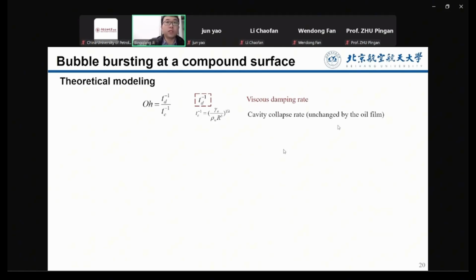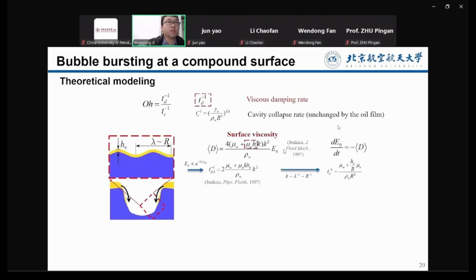Then we need to model the enhanced viscous damping at the compound surface. So assuming the capillary waves propagate at a compound surface with a thin oil layer, we can express the viscous dissipation by introducing a surface viscosity. This surface viscosity is related to the viscosity of the oil and the thickness of the oil film. So this oil film is at the cavity surface.